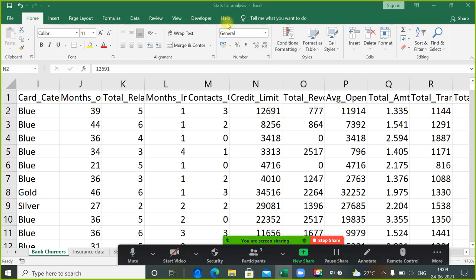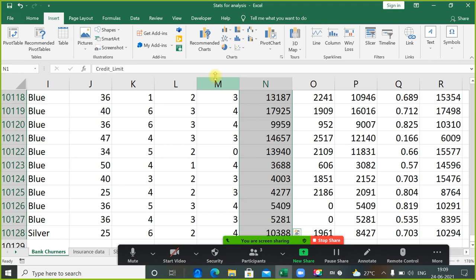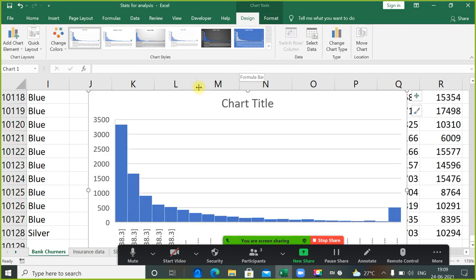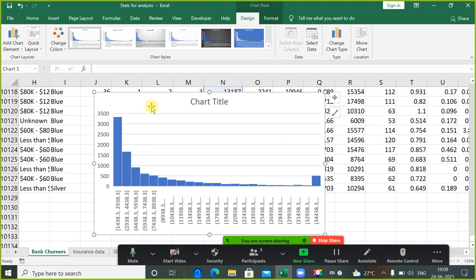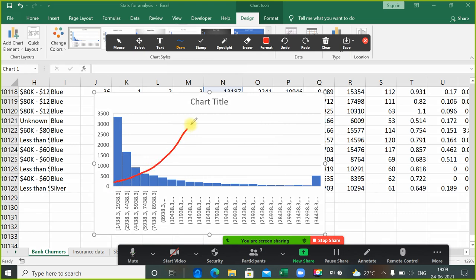To check the data distribution, we'll select that column, go to Insert, and choose Histogram. Then plot the histogram. From the plot, we can understand that this is not normally distributed. Normally distributed means the bell-shaped curve you already know. If it is distributed like this, it's called a normal distribution.